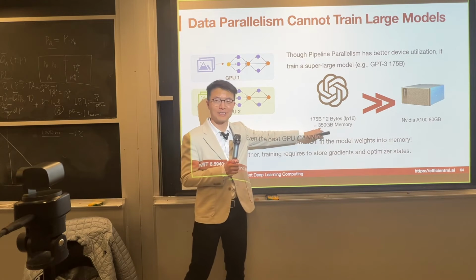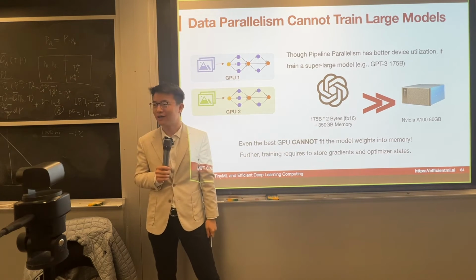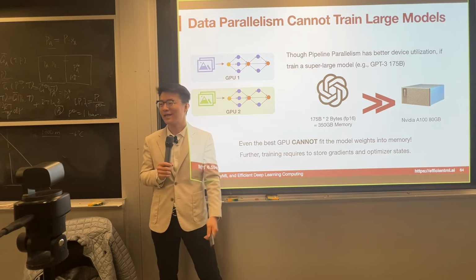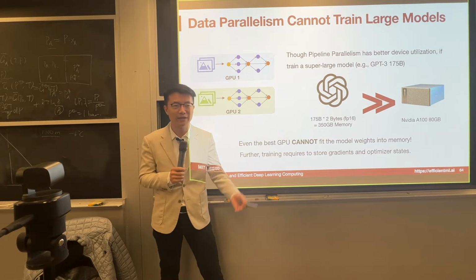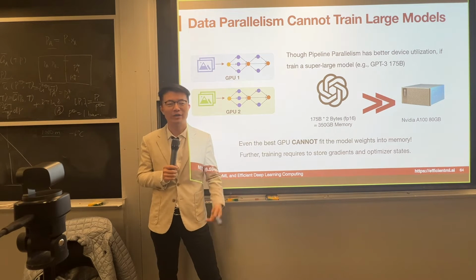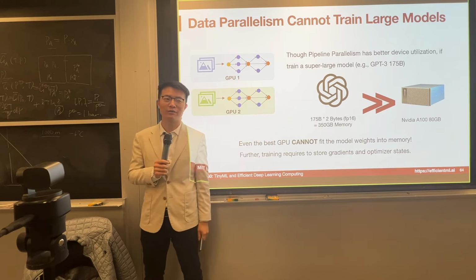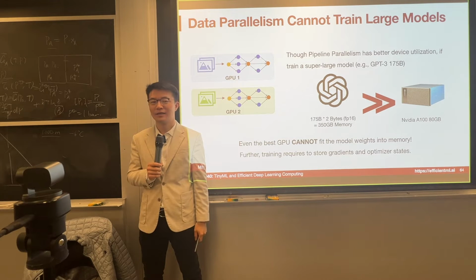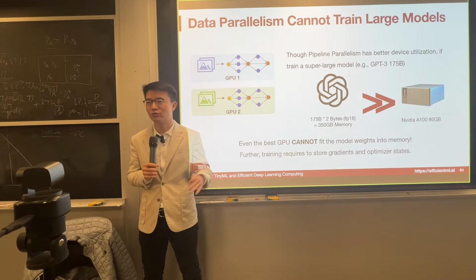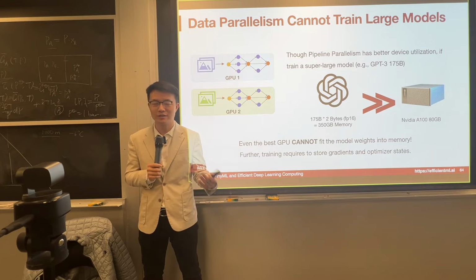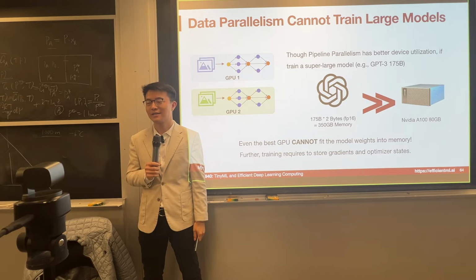Actually, this is far less, not enough by far. You have to store the optimizer states. If you use Adam optimizer, how many bytes do you need to store the optimizer states? You need to store 2 floating point numbers. Each of them is 4 bytes, FP32, so that's 8 bytes.